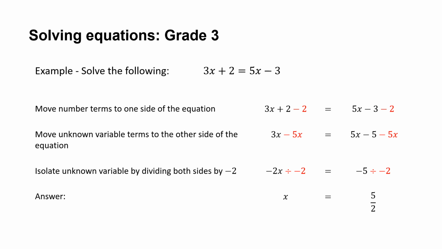On the right-hand side we have 5x minus 3. So if we plug the x value into this side, we have 5 times 5 over 2. This is going to be 25 over 2 minus 3. So 3 would be equal to 6 over 2. So we have 25 over 2 minus 6 over 2 is 19 over 2. So we can see both sides produce 19 over 2, which means they are equal, and this is the correct answer.